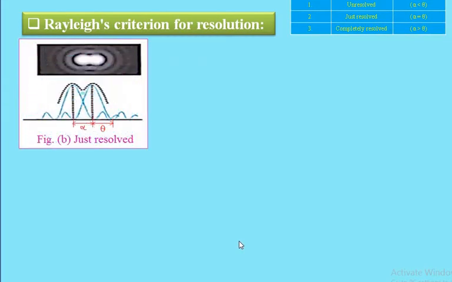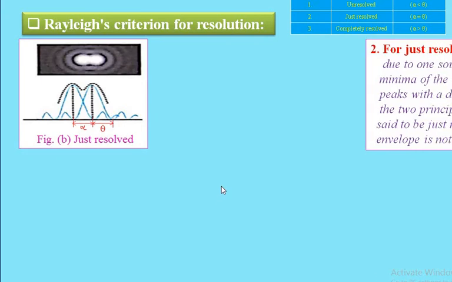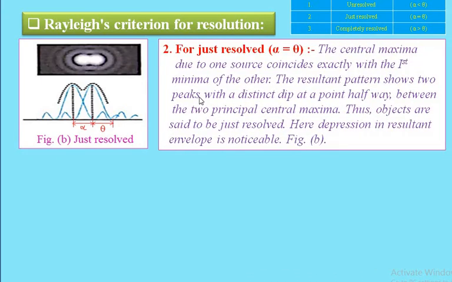Let us see the diagram for just resolved. The second condition is just resolved, that is alpha equal to theta. See in the diagram, the value of alpha and the value of theta are both the same. This condition is called just resolved, alpha equal to theta. The central maxima due to one source coincides exactly with the first minimum of the other. Central maxima of one source exactly coincides with the first minima due to the other source.